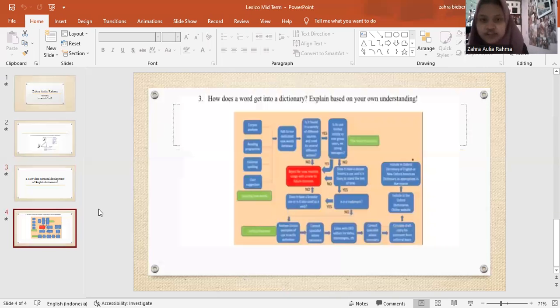And the last one is, how does a word get into a dictionary? And the answer involves one of the most misunderstood things about dictionaries. A word doesn't become a real word when it's added to the dictionary. It's actually the other way around. We add words to the dictionary because they are really used by real people in the real world.